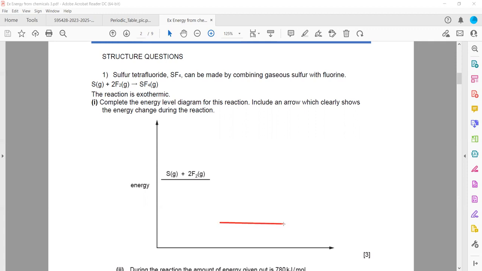So when we draw the product, we will draw it downward, so the position of the product will be below the reactant. The product is SF4 in brackets. The g represents the state symbol of the product, which is in a gaseous state. So we just have to label the energy change. We have to complete the diagram and draw an arrow which shows the energy change.